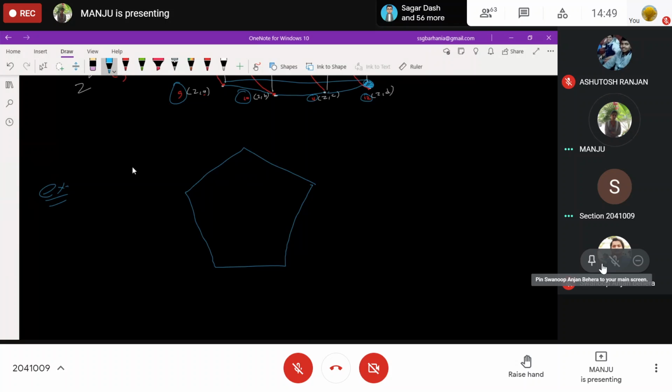Is this clear? You were telling the chromatic number of this graph. Actually this is not a complete graph, it is incomplete, right? Obviously the chromatic number is 3, not 3, its chromatic number is 2. 2 or 3? Three, sir. Two, sir.